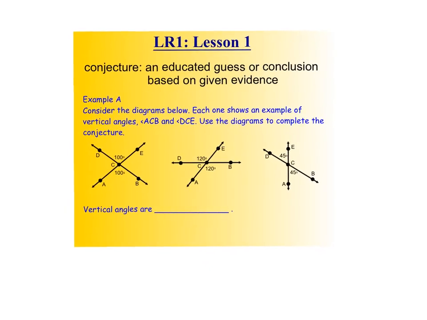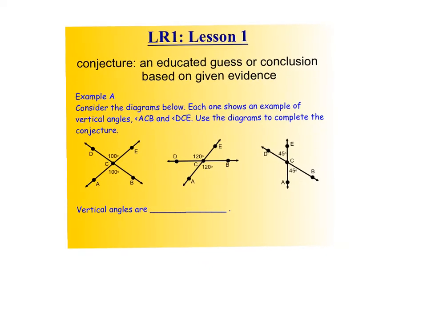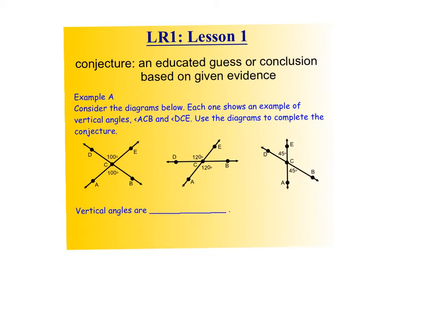Okay, conjecture here in Lesson 1: an educated guess or conclusion based on given evidence. That's what a conjecture is. So example A, consider the diagrams below. Each one shows an example of vertical angles ACB and DCE. Use the diagrams to complete the conjecture.